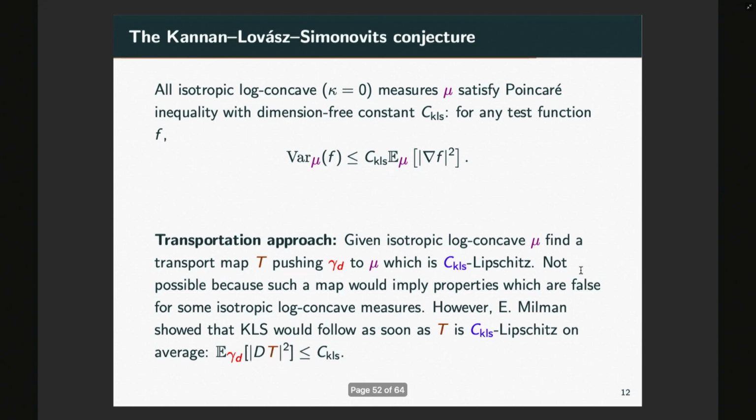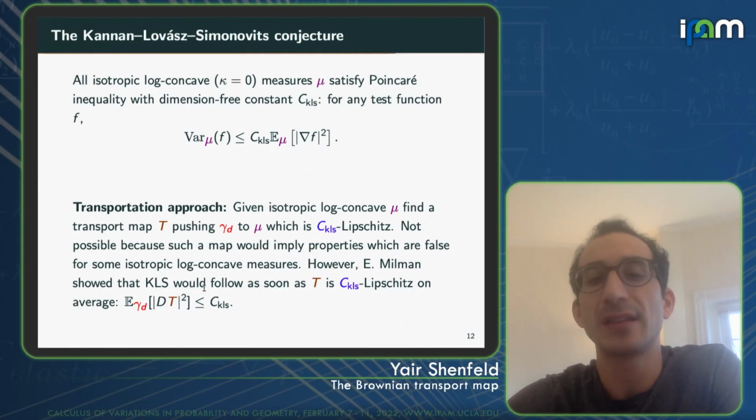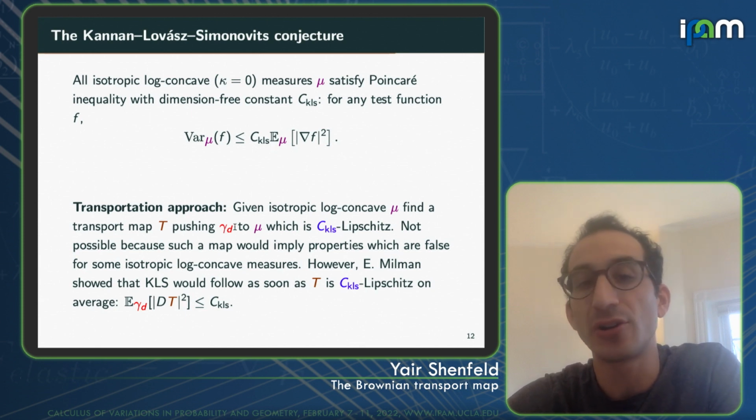So from this perspective, it seems like you cannot have a transport map like that. But actually, there's a very beautiful result by Emmanuel that tells us that KLS would follow as soon as we show that the map T is Lipschitz, not pointwise, but rather on average, in the sense that if we look at the expected value of the derivative squared with respect to the Gaussian, and that is bounded by this constant, then the Poincare inequality would follow. And the argument is quite simple. So now we have a new task: can we come up with any transport map from the Gaussian, either in R^d or from the Wiener measure, into mu, which is going to be Lipschitz with a dimension-free constant on average?